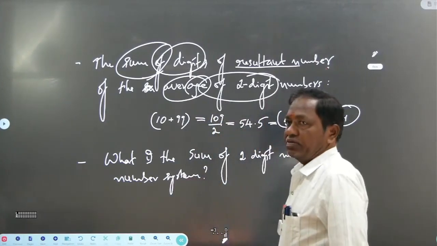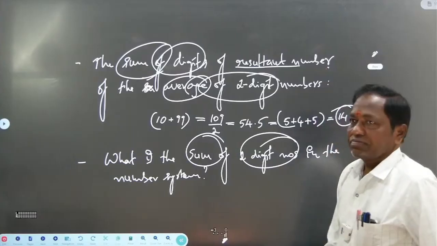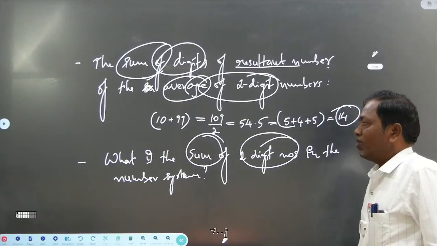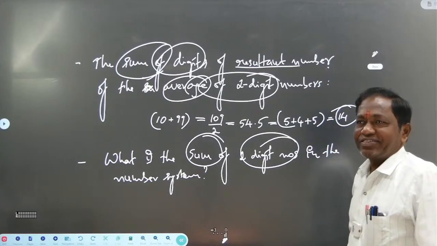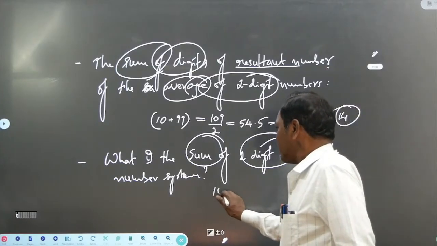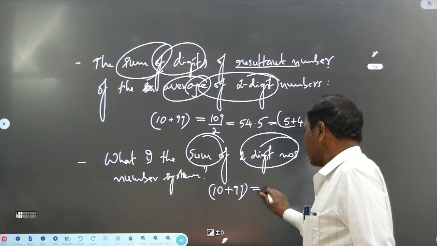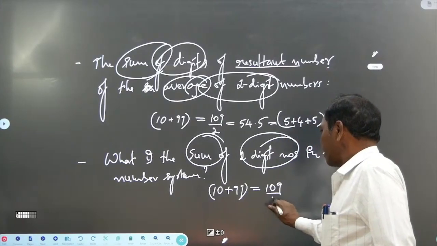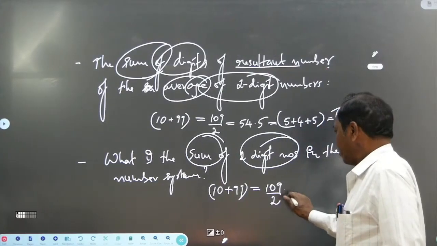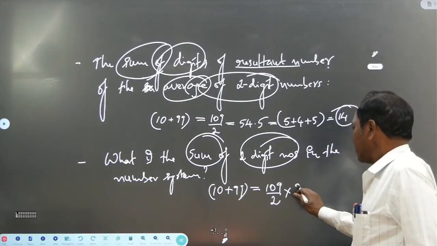Right. Now you can say sum of 2 digit numbers. We don't need that. You want 2 digit numbers. First you can take the average of 10 plus 99, that is 109 by 2. You will get the average, multiplied by how many observations? 90.